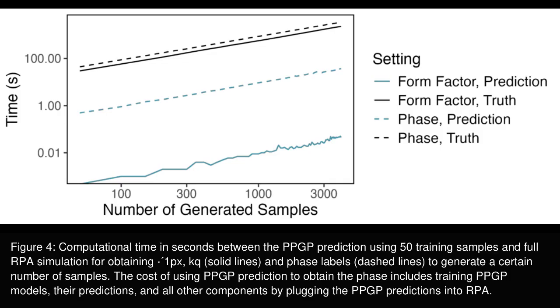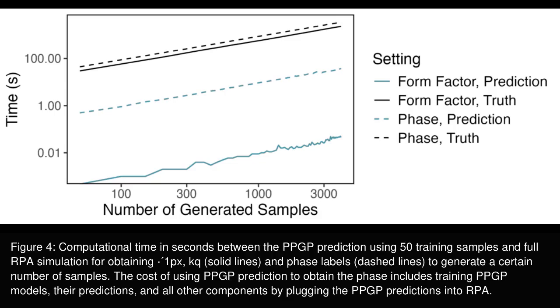Figure 4 compares computational time between the surrogate model approach, specifically using 50 training samples, and the full RPA simulation to generate increasingly large sets of samples. Solid lines show computational time for obtaining the inverse form factor matrix G-1, while dashed lines show time for obtaining phase labels. The cost of using the surrogate prediction includes time for training the surrogate models, generating predictions, and plugging those results back into the RPA framework.